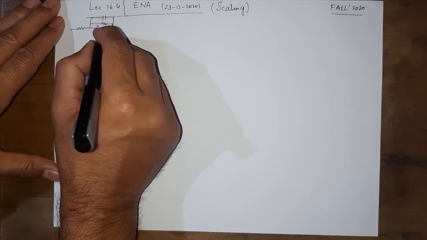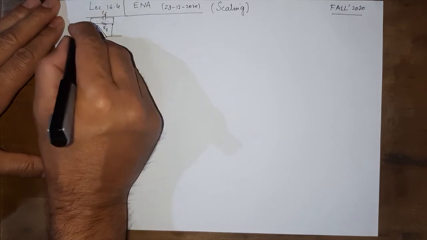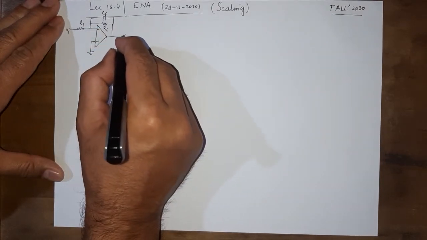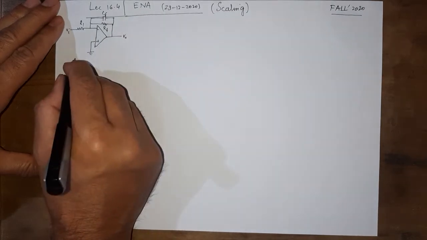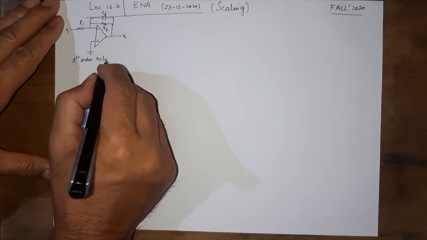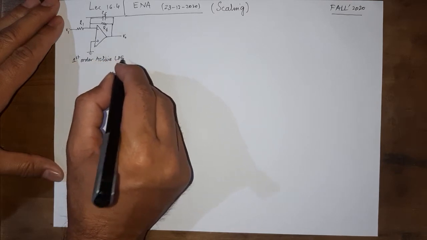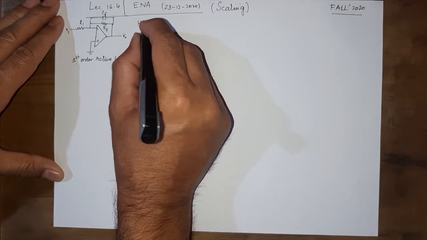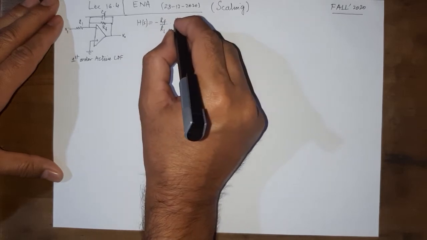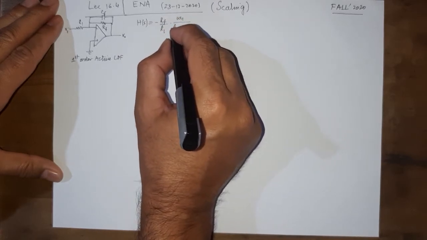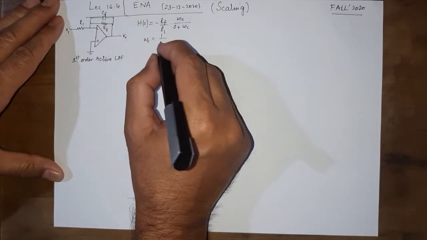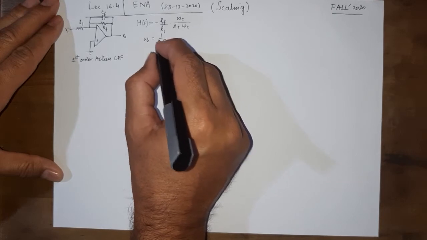So if you remember, we have an RF here, CF here, R1 here. This is a first order active low pass filter. And if you remember, the H of S was something like minus RF over R1 into omega C over S plus omega C, where omega C was equal to 1 over RF CF, which is going to determine the cutoff frequency.